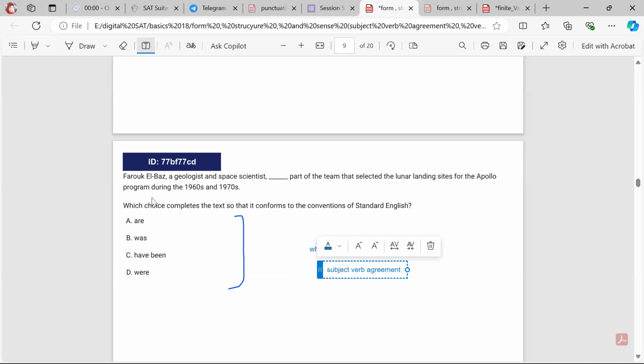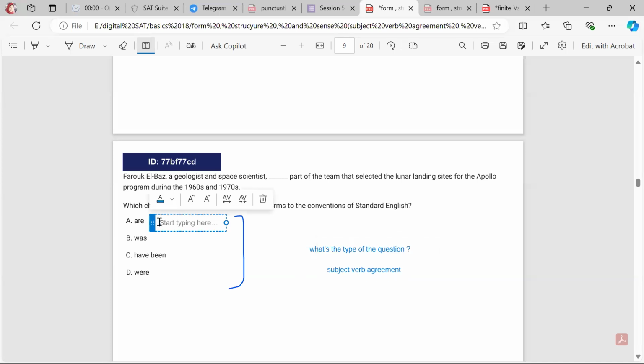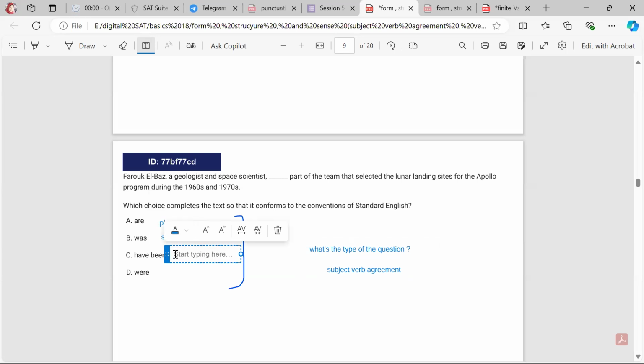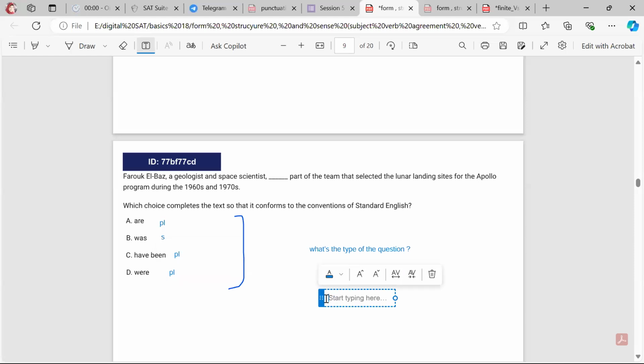Okay, and the choices here. The first one is plural, the second singular, third plural, and fourth plural. So is it three-one now? Yes. So that's always working with subject-verb agreement? Yes, it's always working. And let's make sure. So this one is scientist, this is Farouk Elbaz. He is a single person that needs a single verb, right?